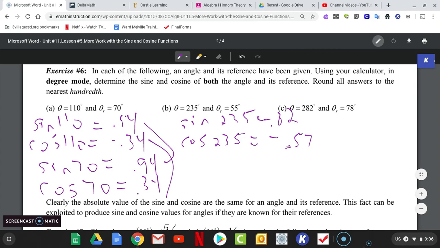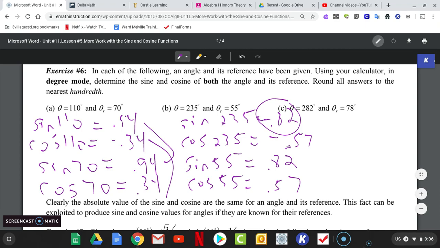Well, what do you think the sine of 55 is going to be? But you got to be careful here. Watch, the sine of 55 is actually 0.82 because it's in the first quadrant. So the quadrants matter with their signs. Cosine of 55 is going to be positive 0.57 because 55 degrees is in the first quadrant. Cosine is positive. So stuff like that you got to be careful about. All right. Sine of 282. Well, the sine of 282 in my calculator, I get negative 0.98.